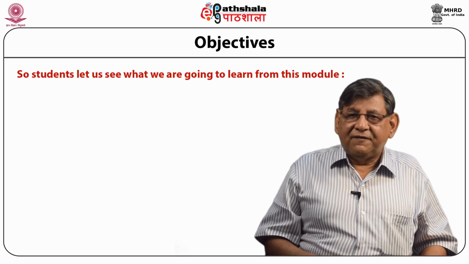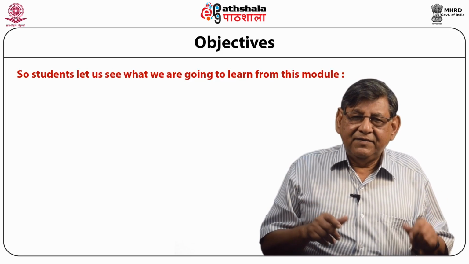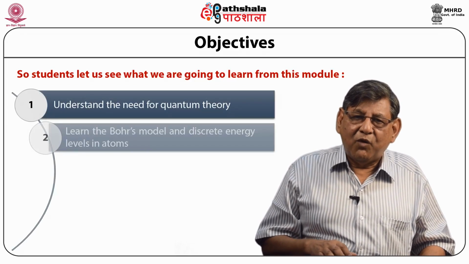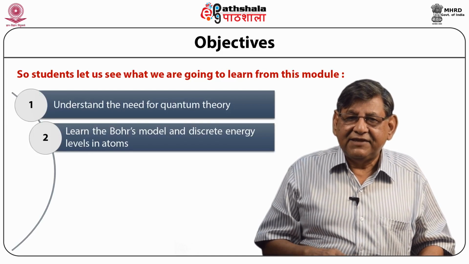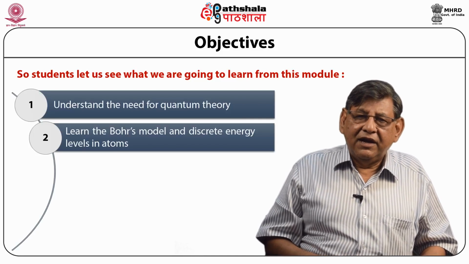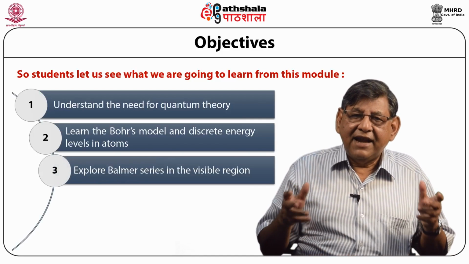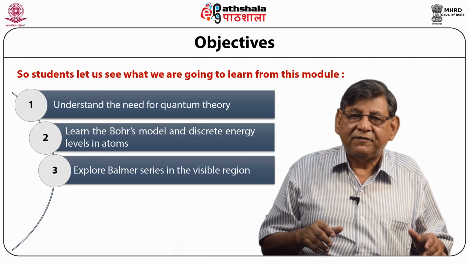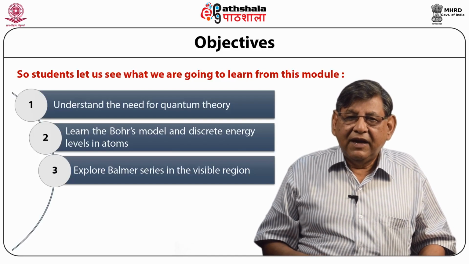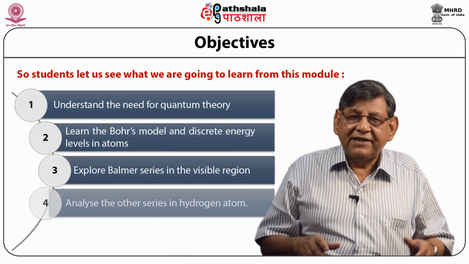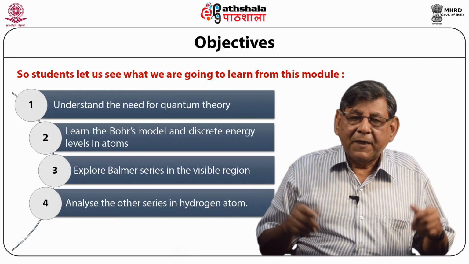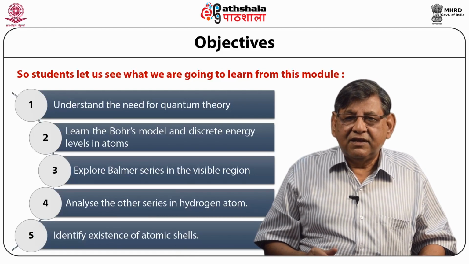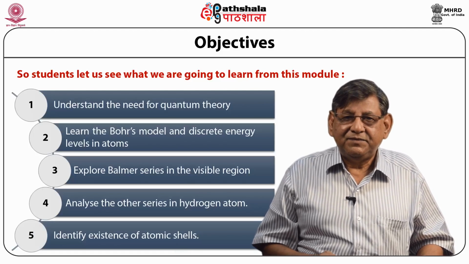Now, the objectives of this lecture are to understand the need for quantum theory, to learn the Bohr model and the discrete energy levels in atoms, to understand the Balmer series in the visible region of the hydrogen spectrum, and also to analyze the other series in the hydrogen atom, and finally to identify the existence of atomic shells.